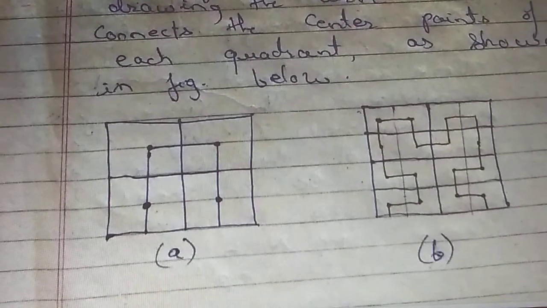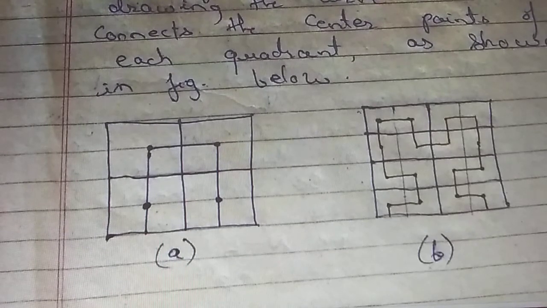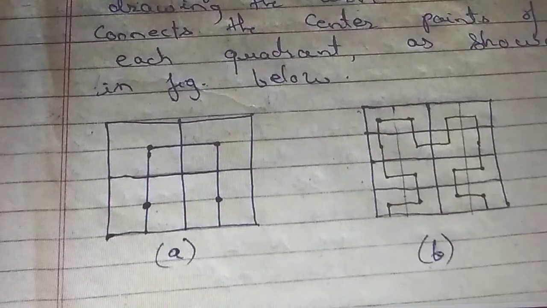Now for the second approximation, we further subdivide each of these 4 quadrants which we can see in figure A, and draw the curve which connects the center point of each of these finer subdivisions. Did you get it? In figure A we have 4 quadrants, and taking the center point of each quadrant we draw the curve. Now in the second approximation we are subdividing these 4 quadrants into further 4 quadrants, and then connecting each of the center points and drawing the curve.